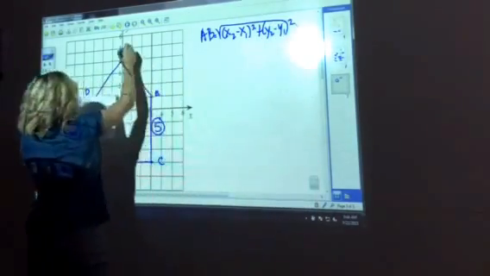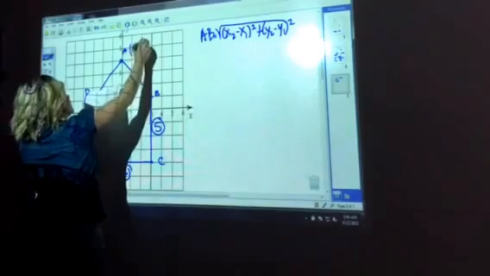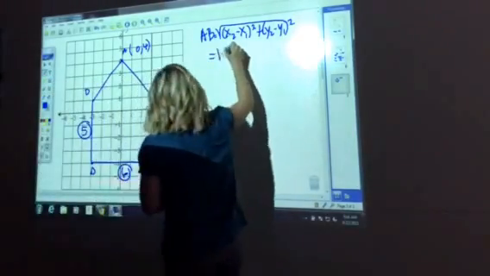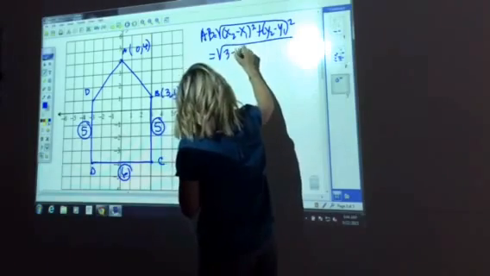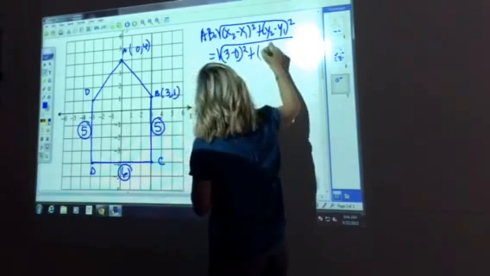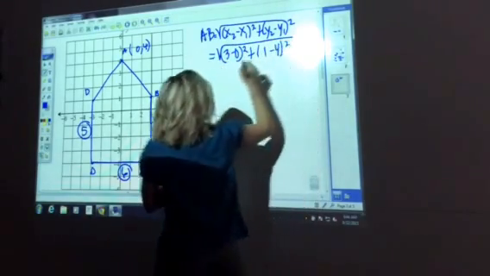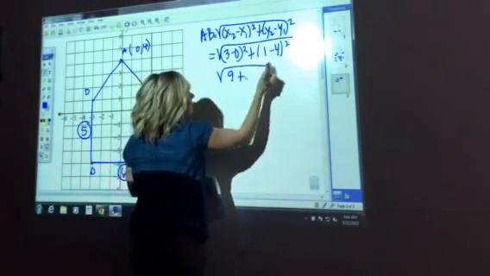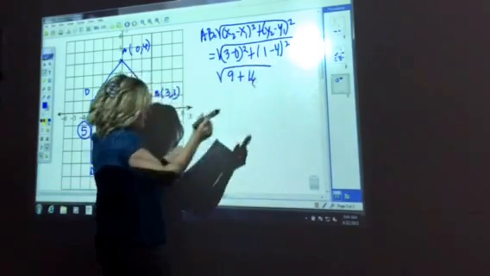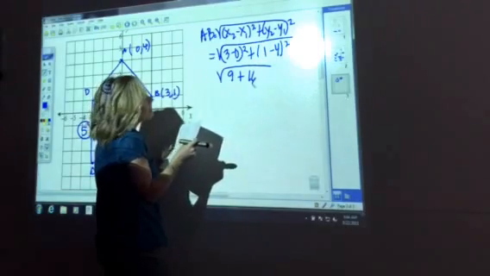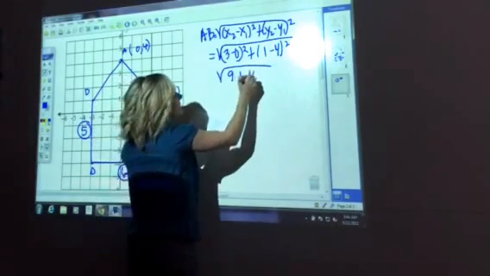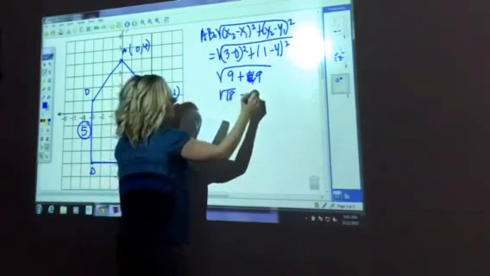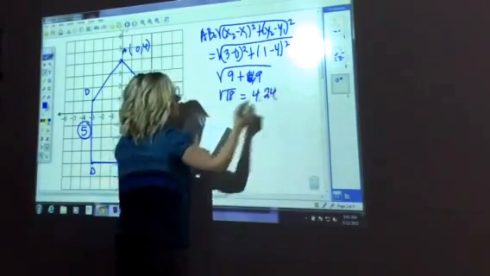All right, so A again was 0, 4, and B was 3, 1. So we have the square root of 3 minus 0 squared plus 1 minus 4 squared. 3 minus 0 is 3, squared is 9, plus -3 squared is 9. The square root of 18, which is approximately 4.24. Okay?